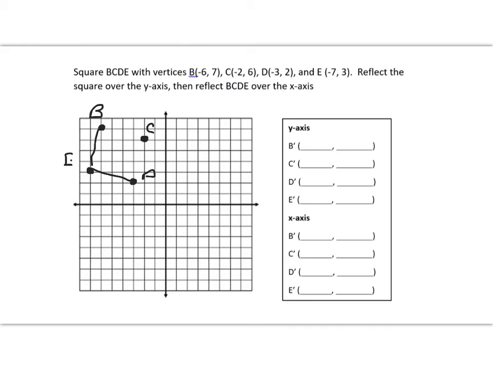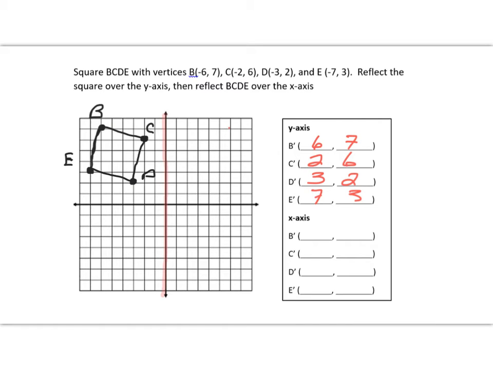Okay, this is my original, my pre-image. So the first time I'm going to reflect it over the y-axis. So remember, I always say we should highlight what we are reflecting over. Okay, so I'm going to reflect it over the y-axis. So if you think about it, what I'm really doing is just changing my x values, because I'm going from left to right. So if I change my x values, this should be 6, 7, 2, 6, 3, 2, 7, 3. Let's go ahead and do it.